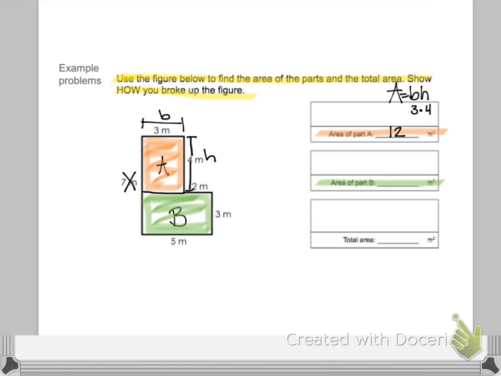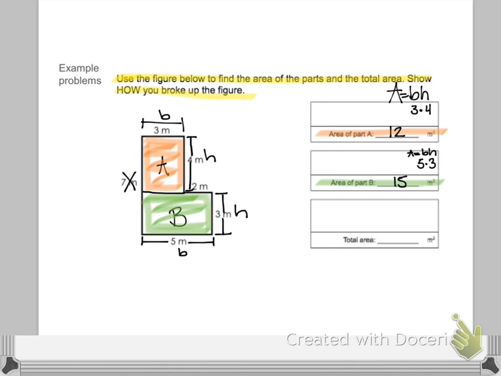For B, I need to find its base. The base for B is going to be 5. The height for B, again, cannot be 7 because 7 touches orange and blue. The height for B is going to be 3. The formula is going to be the same. Area is equal to base multiplied by height. We are going to multiply 5 multiplied by 3, which is going to give us 15.